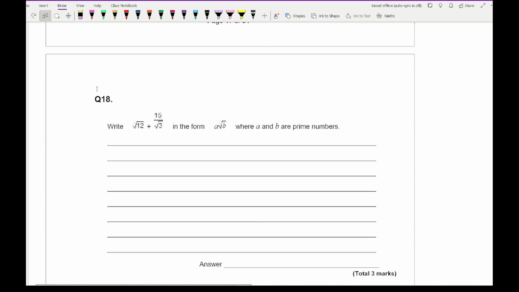Then with question 18, it says write root 12 plus 15 over root 3 in the form a root b. So we just rationalize the denominator here. Here it's recognizing that root 12 is root 4 times root 3, which is 2 root 3. So substituting that in, if I swap root 12 for 2 root 3, it looks like 2 root 3 plus 15 over root 3.